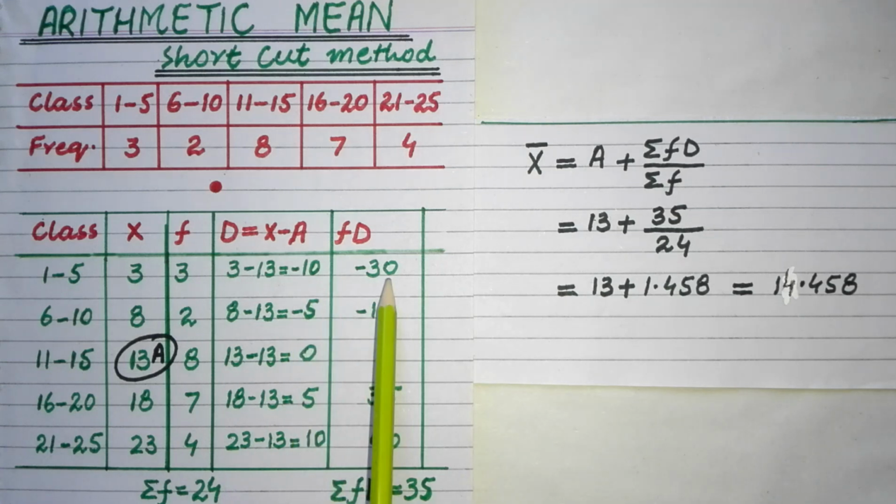we get minus 30. Second class, its frequency is 2 and when 2 is multiplied by the value of d we get minus 10, and so on. So dear students, that's how we can find the value of fd of a class.